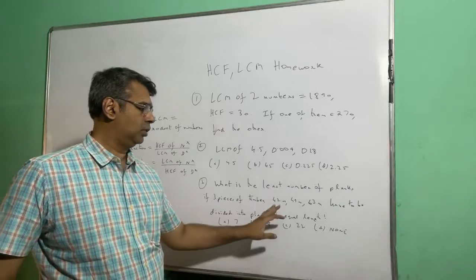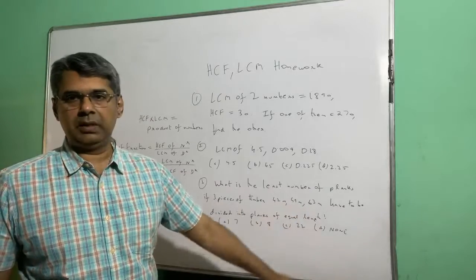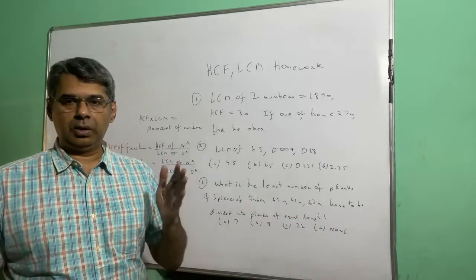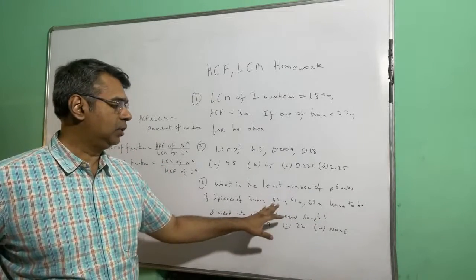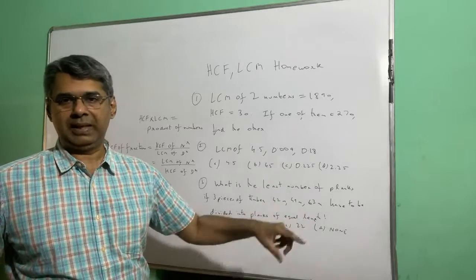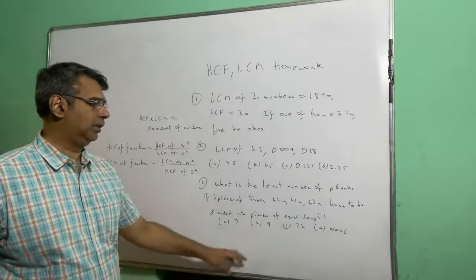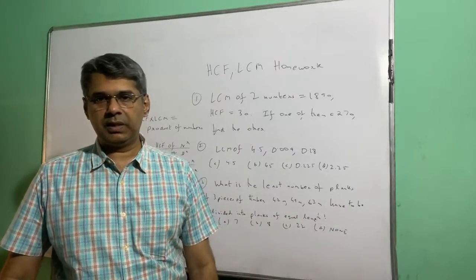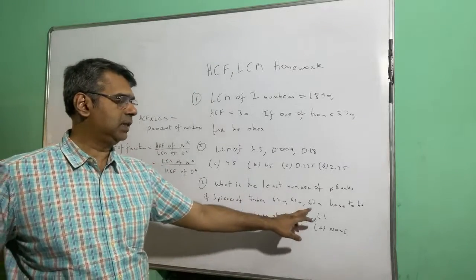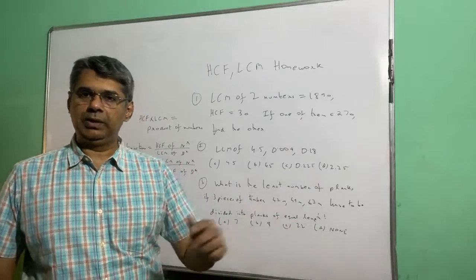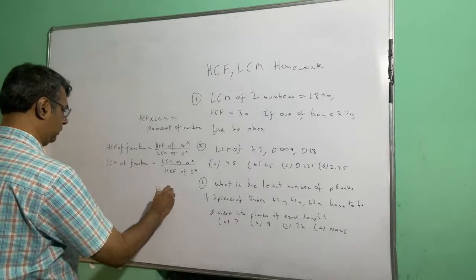So for this, what you have to do is HCF. If you do the HCF of these 3 numbers, that will give you the longest length of plank which can be common to all of them. Then you have to divide each of these numbers by the HCF and add up the total. So first find the HCF of these 3, which gives the longest plank, then divide each number by the HCF and add the whole thing. So for question number 3, you have to find the HCF.